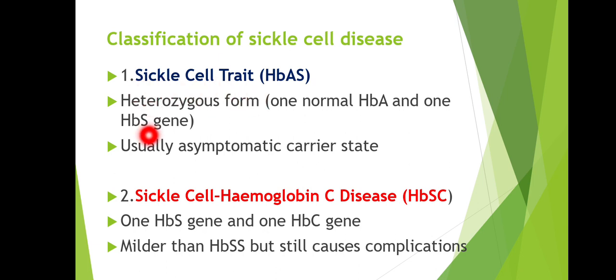The first one we're going to look at is sickle cell trait. Under sickle cell trait, we have a heterozygous form. We are talking about hemoglobin. We have one normal hemoglobin, which is A, and one hemoglobin that is sickle. That's what we mean by sickle cell trait. Its genotype is HbAS, A normal, S sickle shaped. It is a heterozygous form.